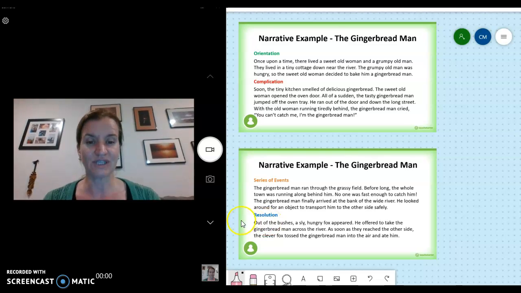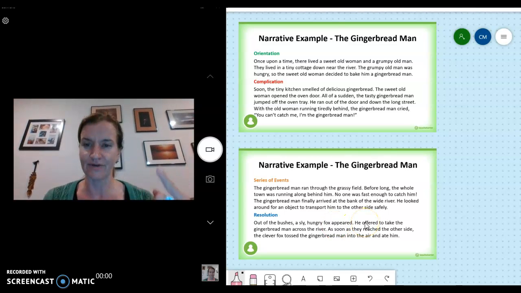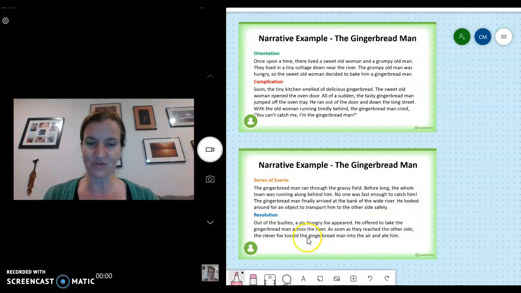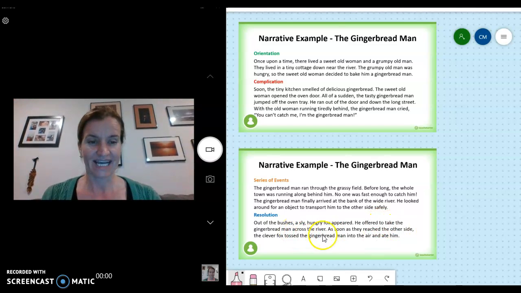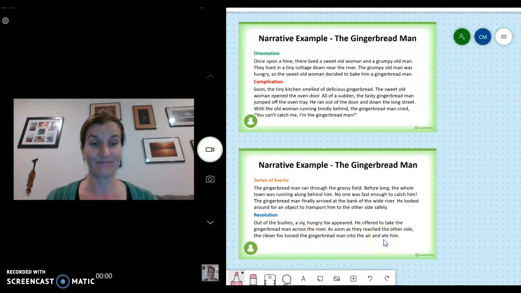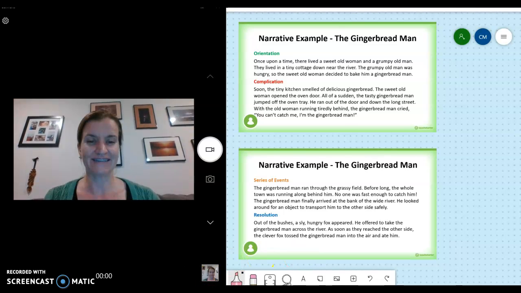Here comes the resolution. Out of the bushes, a sly, hungry fox appeared. So this storyteller is starting to explain another character. He offered to take the gingerbread man across the river. As soon as they reached the other side, the clever fox tossed the gingerbread man into the air and ate him. Was that a happy ever after story? Not really. All right, back to our lesson.